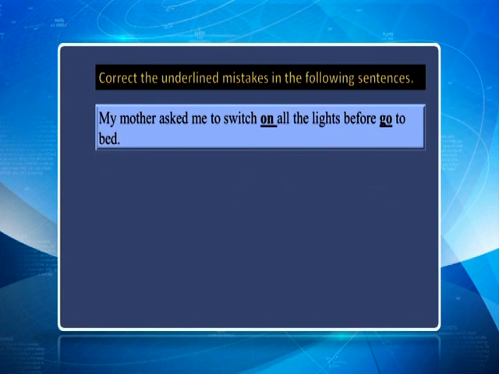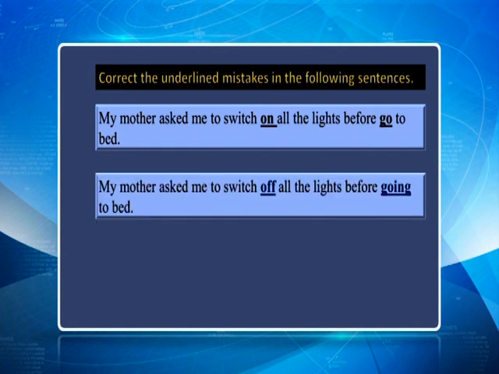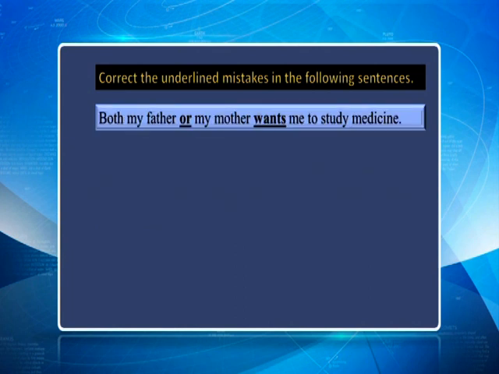Next exercise. My mother asks me to switch on, which is incorrect, all the lights before go to bed. So instead of on, to switch on and off, we say switch on and off. Since on is incorrect, then off is the right answer. And before go, after before, we need a gerund, that is going. Your answer must be, my mother asked me to switch off all the lights before going to bed.